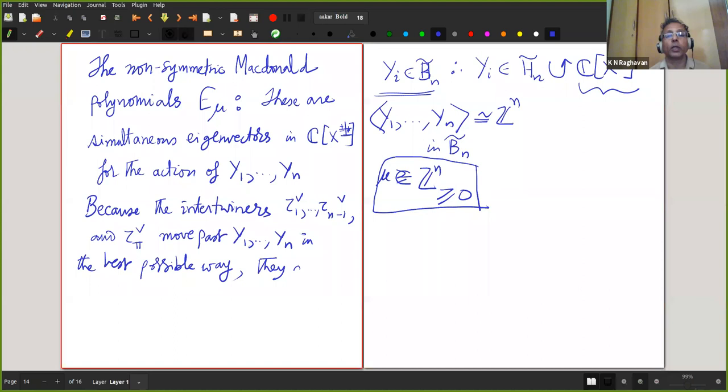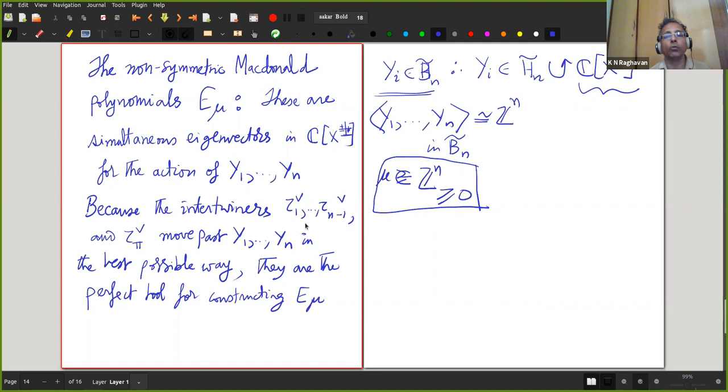They are the perfect tool for constructing... so in other words we will need to define these operators on our polynomial representation, and so let me finish by writing the formula. It may not make much sense right now, but t to the minus 1/2 l of v_mu inverse, tau check U_mu 1.